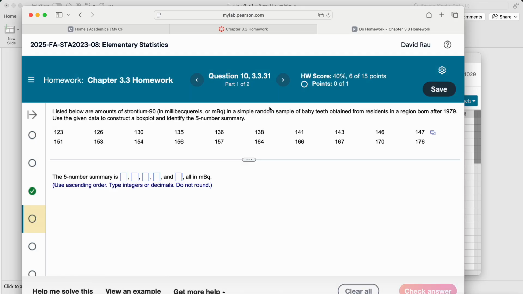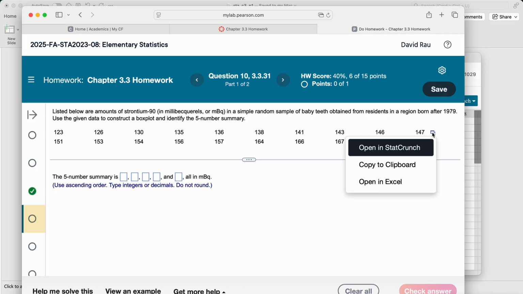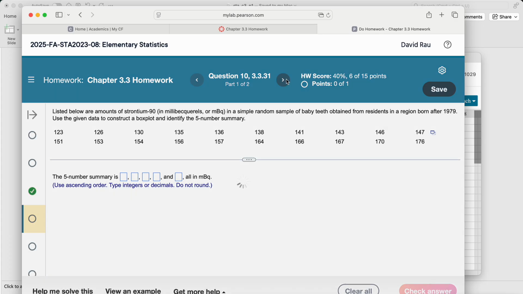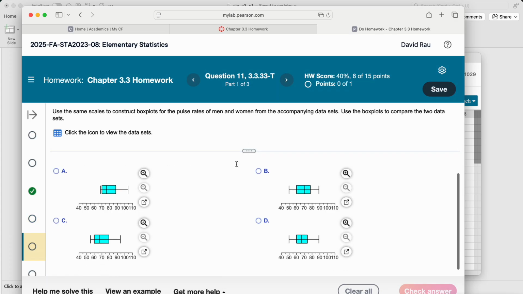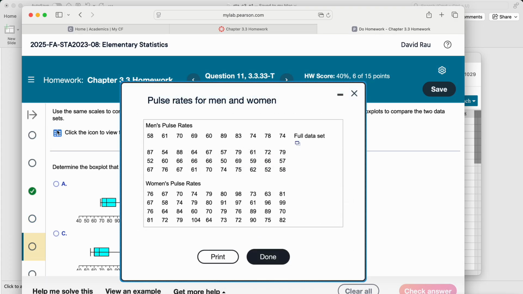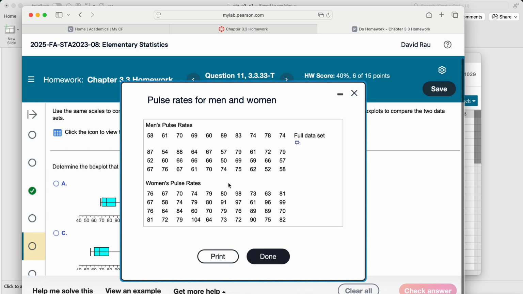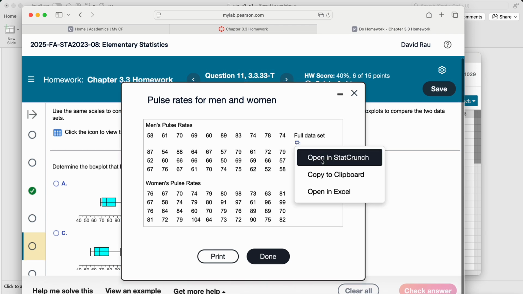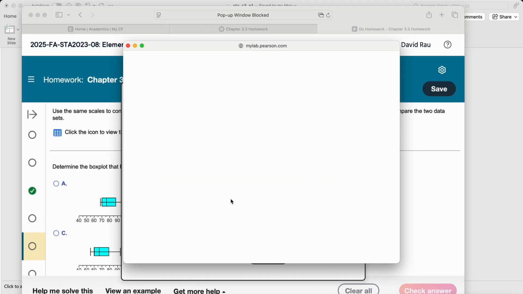All right. And so the good news is you can see here that if you have to make a 5-number summary, you can again just open in StatCrunch and find the min, the Q1, the median, the Q3, and the max. If we had to do this by hand, that would be a lot harder. We'd have to first rewrite all these and sort them. We'd have to make sure we cut in half and then cut those halves in halves to get the quartiles. It would not be a fun time. We've got more find the box plots here, and we've got the data sets for men and women. So maybe let's look at this, and we can open this in StatCrunch.